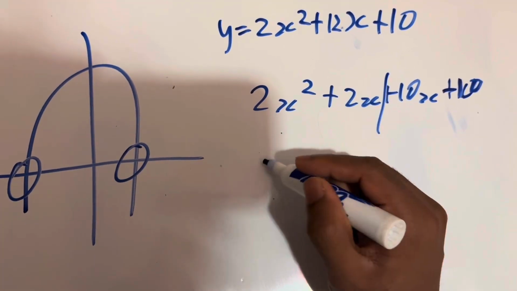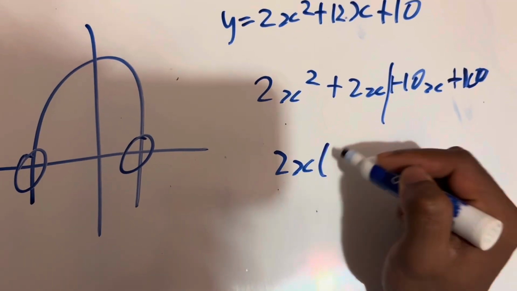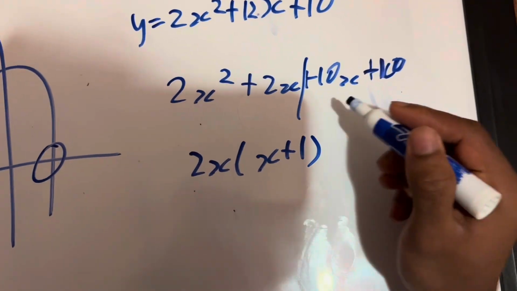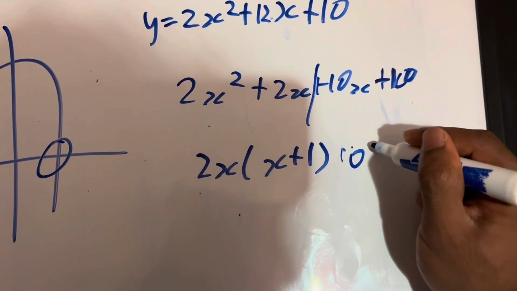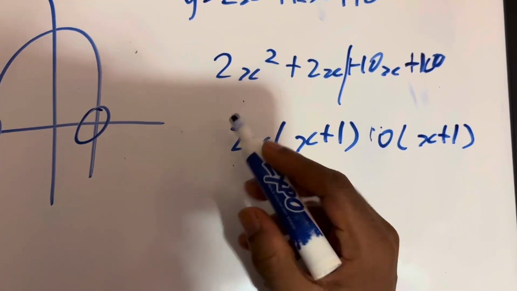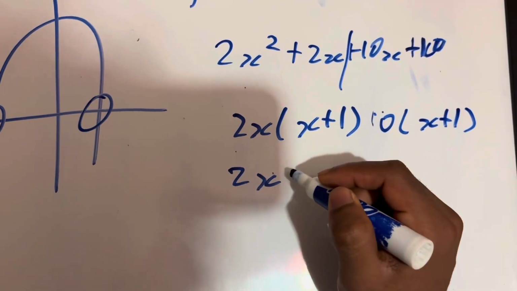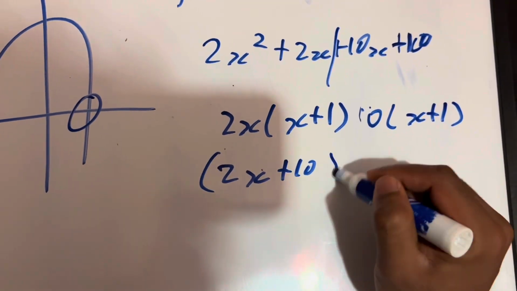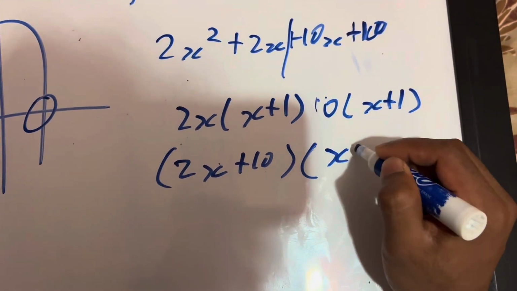So you can factor out a 2x for both of them, 2x, and then you're left with an x plus 1. And on this one, you can factor out a 10. So pull out that 10, and then you're left with an x plus 1. You see how these are the same? That's the end goal. So it's just going to be 2x plus 10, and then x plus 1.